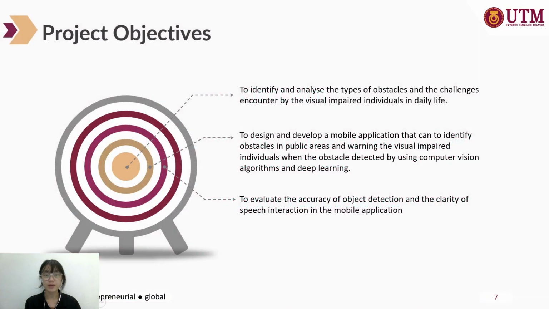To achieve this aim, I have established 3 main objectives. The first is to identify and analyze the types of obstacles and the challenges encountered by visually impaired individuals in life. Second, to design and develop a mobile application that can identify obstacles in public areas and warn visually impaired individuals when obstacles are detected, by using computer vision algorithms and deep learning. And the third is to evaluate the accuracy of the object detection and the clarity of speech interaction in the mobile application.